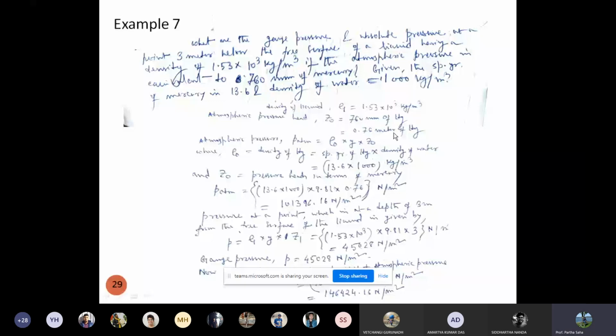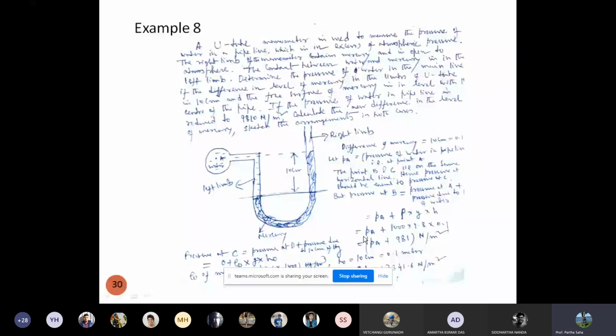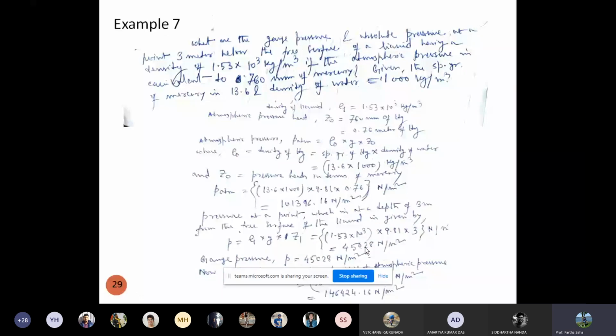So atmospheric pressure is given by rho0 g H0. You just multiply this with the specific gravity, because mercury is given. The pressure head in terms of mercury will be 13.6 into 9.81 and that height, that is 760 millimeter. That is the atmospheric pressure. Now the pressure at a point at a depth of 3 meter. That will be for the liquid density 1.53 × 10³, and then height 3, and then multiply by acceleration due to gravity. That will come to 450.28 Newton per meter square. That is the gauge pressure.